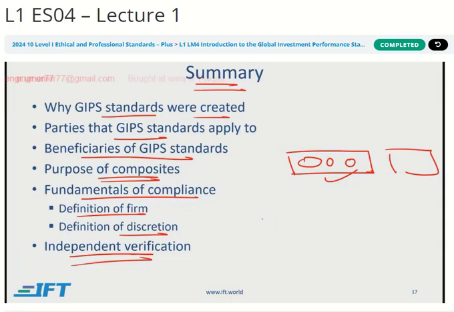A given firm can claim GIPS compliance, and remember, claiming GIPS compliance can only happen at a firm-wide basis, and a firm cannot say that we are 95% compliant. So compliance is either all or none. And once compliance is made, it is helpful if a third party verifies GIPS compliance.